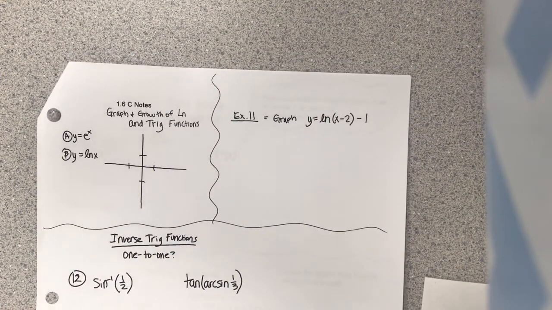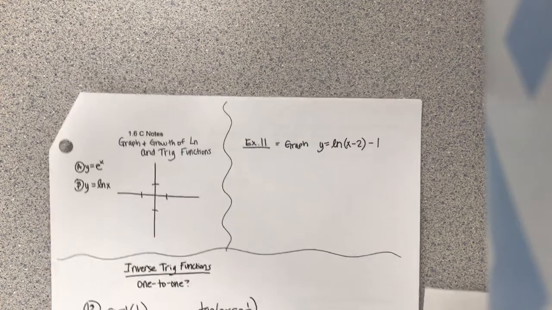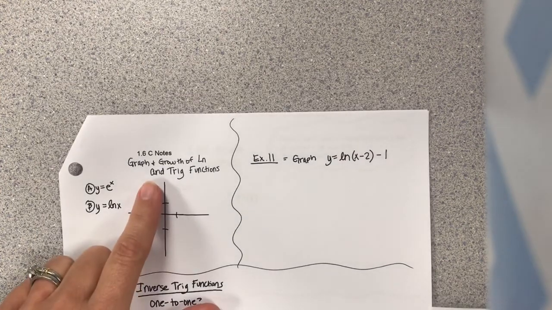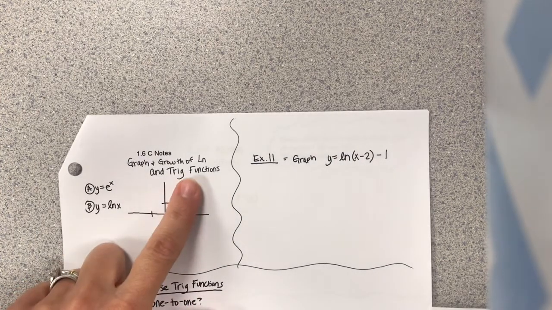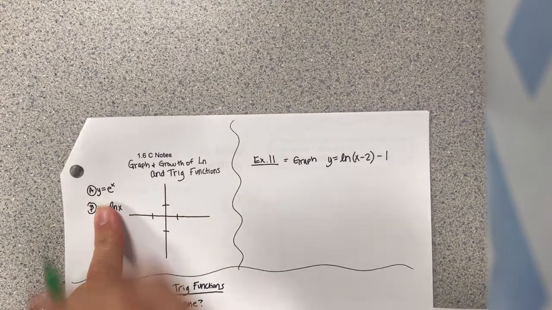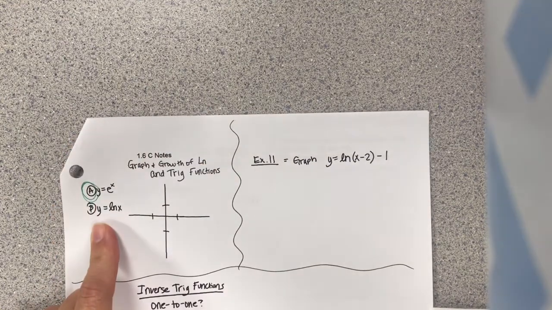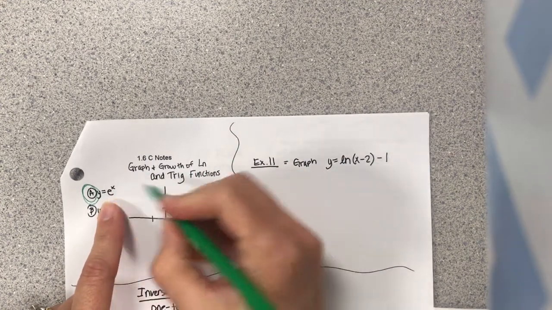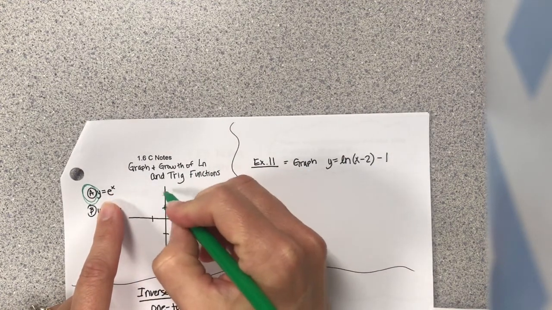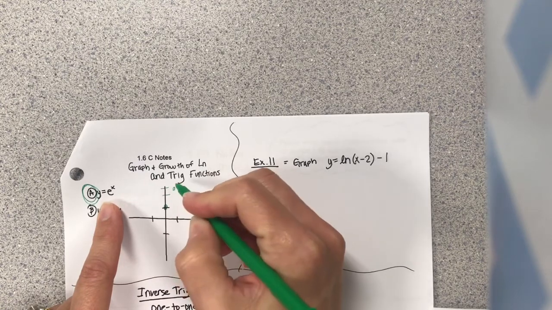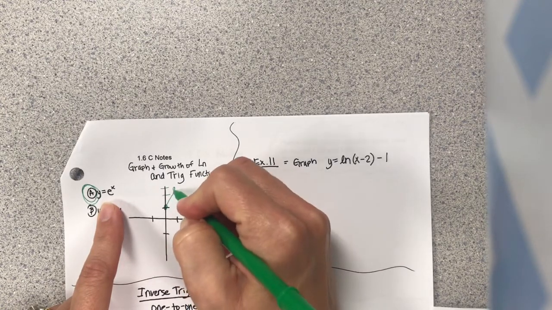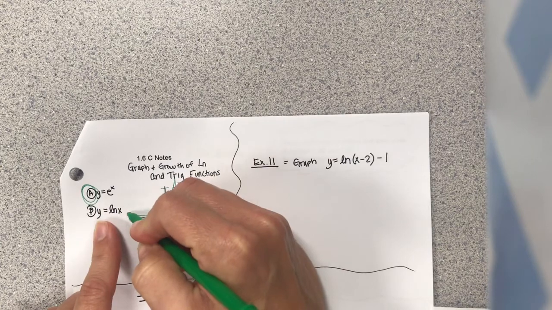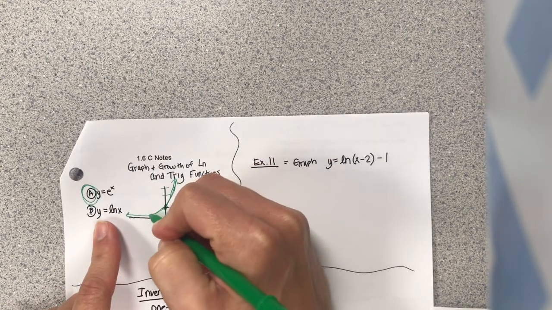Okay, here are the end of the section 1.6 notes. Graph the growth of natural log and trig functions. We're going to graph y equals e to the x, and remember, anything to the 0 power is 1, so 0, 1, and then 1 is about 2.7-ish, and it's going to look like an exponential function like that.